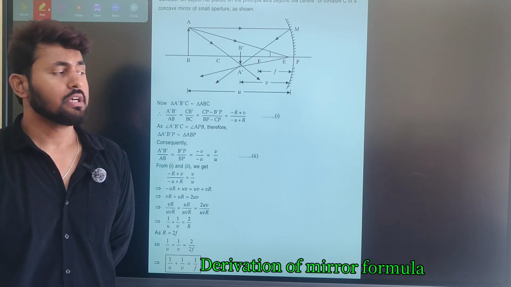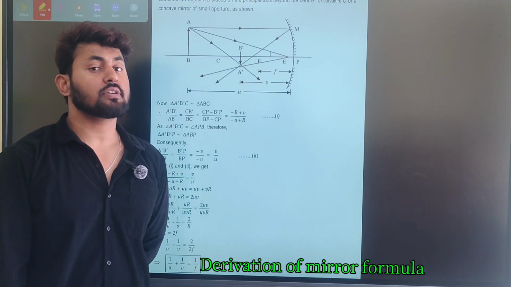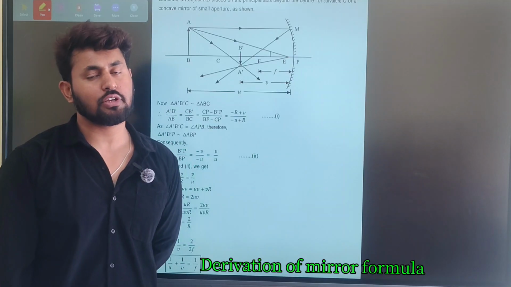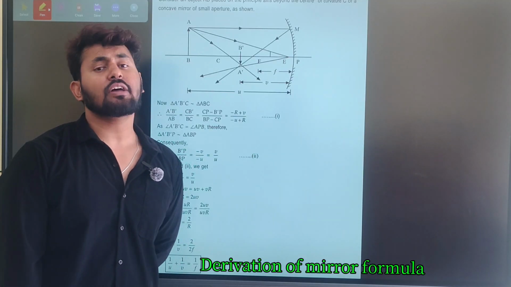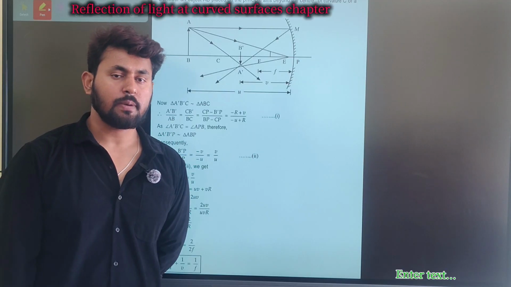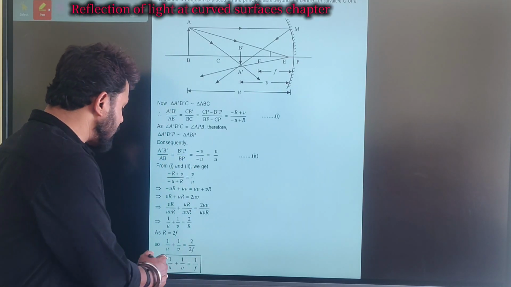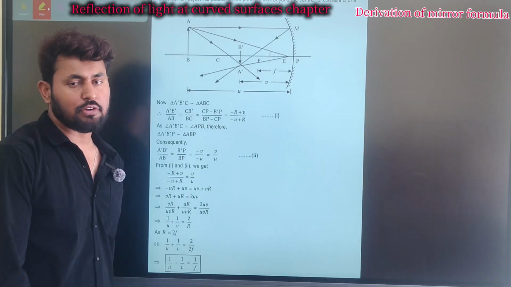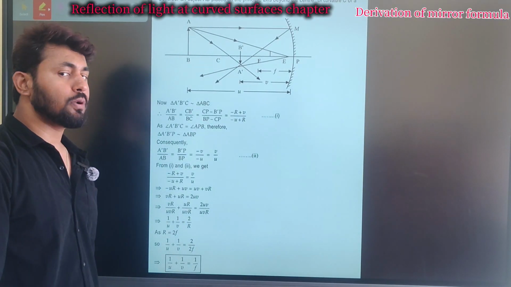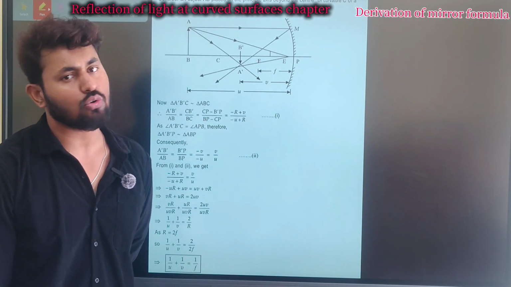Now I have the thing that I have already been continuing, and this is the thing that you should know for this chapter. This is called derivation of mirror formula. There are a few things which I have to reiterate that you should already know, and you should know that the formula that we have over here, that is 1 by f is equal to 1 by u plus 1 by v, is the mirror formula which remains the same for concave and convex mirror.